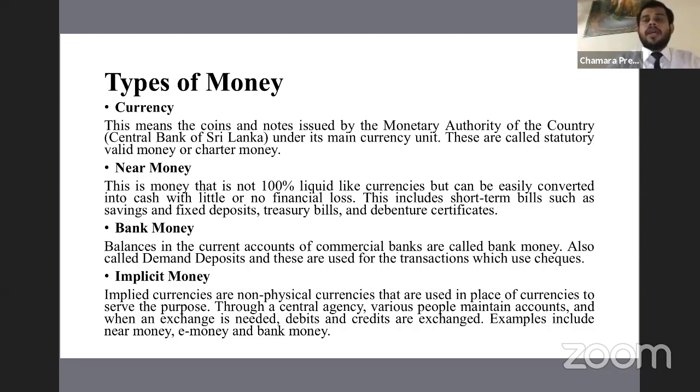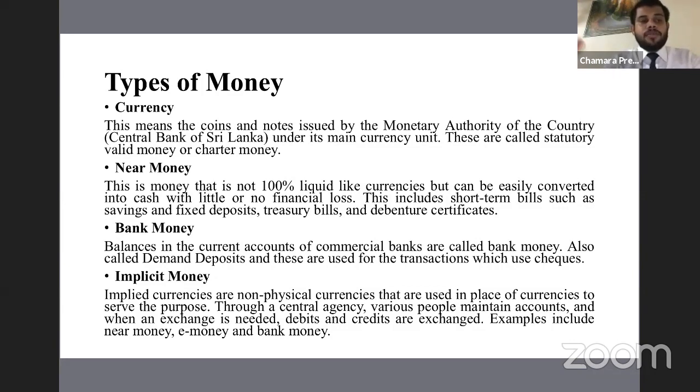Basically, now we can understand different types of money nowadays. Now, first one is the currency. This means the coins and notes issued by the monetary authority of the country, the Central Bank of Sri Lanka in the Sri Lankan context, and under its main currency unit. So these are called statutory valid money or charter money, right? So currency is what we have and use in day-to-day transactions.